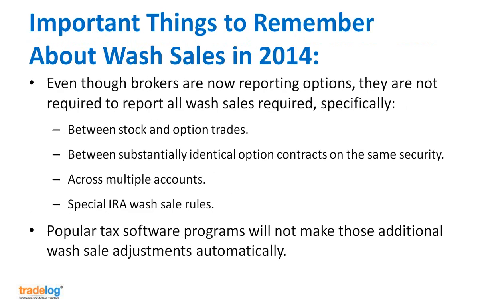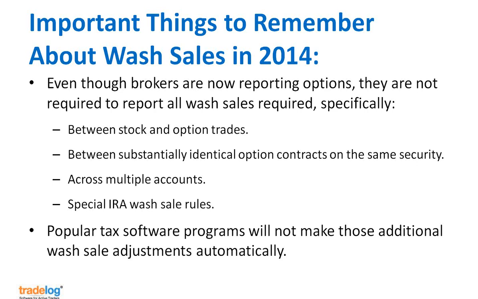So I put a slide together here, some important things to remember about wash sales in 2014. So this is something to keep in mind. Even though brokers are now reporting options, they are not required to report all the wash sales that are required, particularly between stocks and options trades. So you may have wash sales that are adjusted between a stock and an option position. Brokers are not required to identify or report those because they only have to do identical QSIPs.